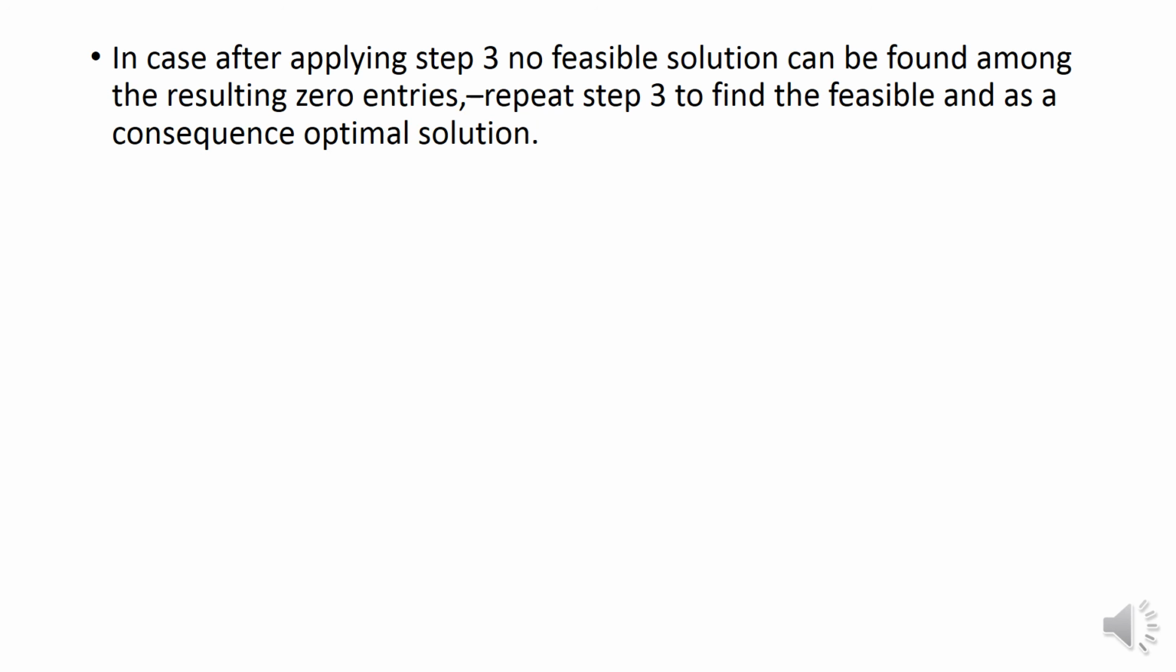But in case after applying step 3 no feasible solution can be found among the resulting zeros, then what will we do? We will repeat step 3 again, and we will see if we found the feasible solution. It means we can find the optimal solution after allocating the assignments to machines. Otherwise we have to repeat step 3 again till we get the feasible solution.